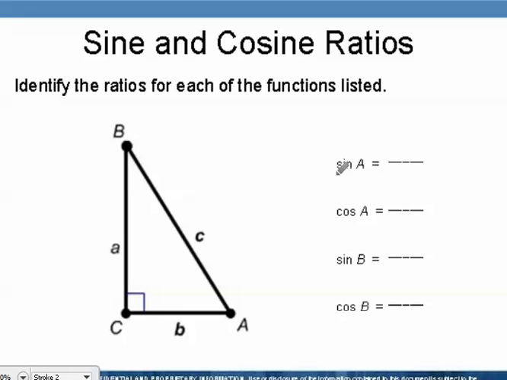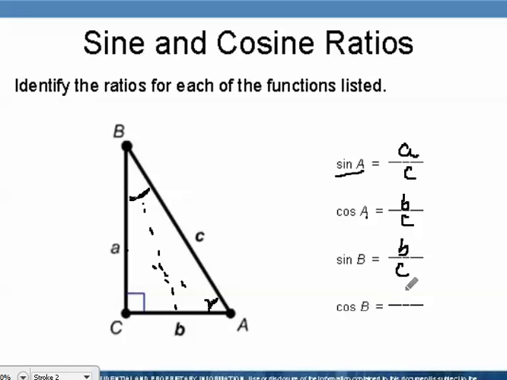So if I wanted to find the sine of A, that's the angle that we're looking at. Opposite would be A divided by the hypotenuse, A divided by C. The cosine of angle A, that's the adjacent side, is going to be B divided by C. If I want to find the sine of angle B up here, my opposite side is side B. That's going to be B divided by the hypotenuse, C.